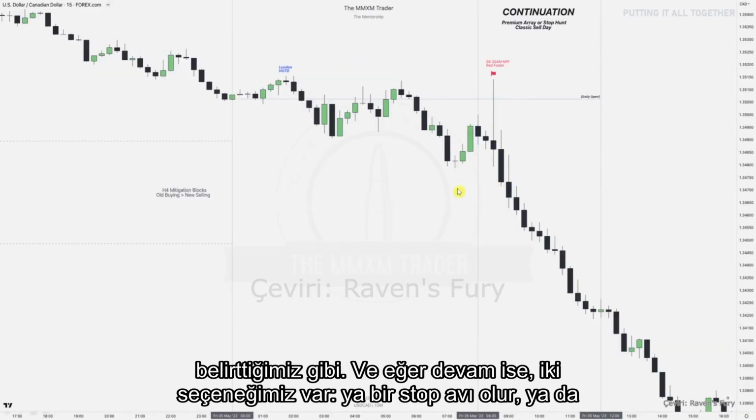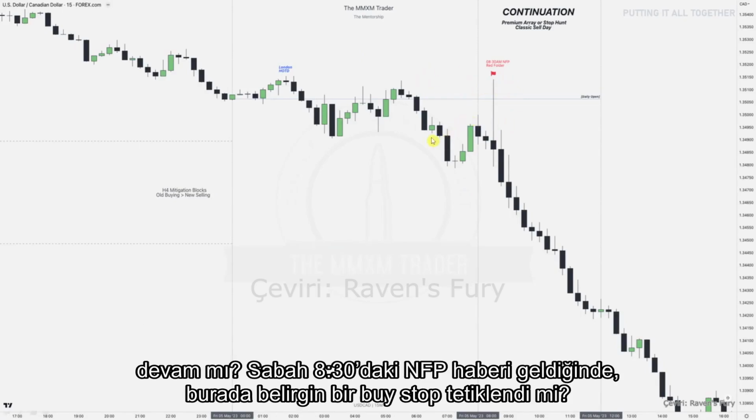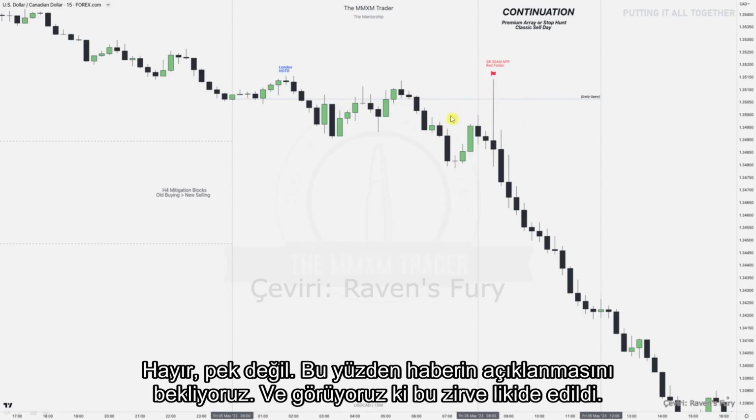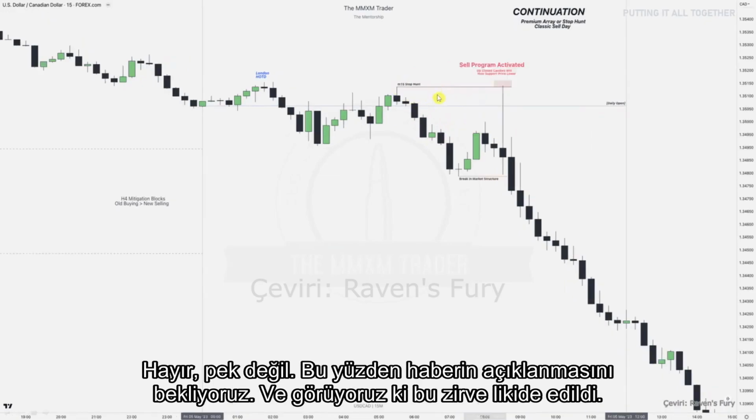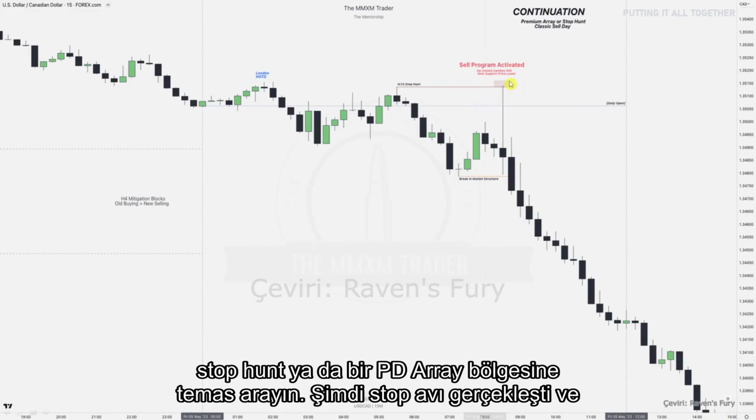So we just asked ourselves, are we doing a reversal or is it more likely to do a continuation pattern, right? With that 8:30 high impact NFP news, is there any significant buy stop ran over here? Not really, so we wait for that news to be released. We can see this high over here has been liquidated. That's a 15-minute time frame stop hunt. So we have two options: always look for either a stop hunt or a premium or discount array to be hit. And now we have this stop hunt and trading down back lower.